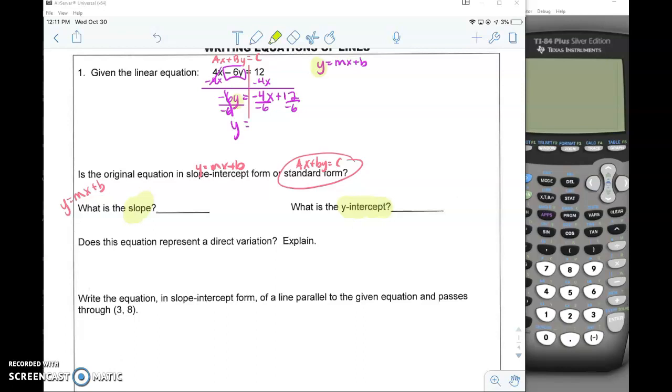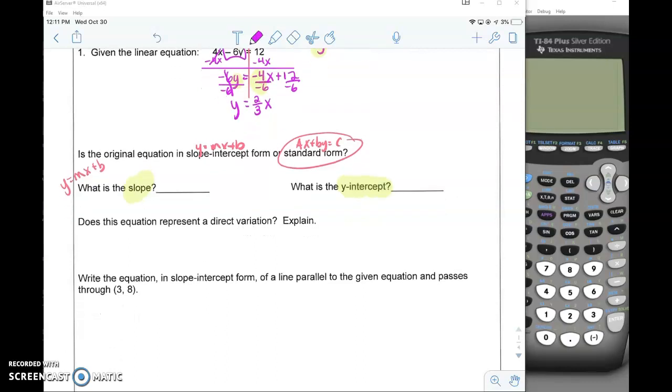Y equals, in my calculator, negative 4 divided by negative 6 makes positive 2 over 3 x, and 12 divided by negative 6 is equal to negative 2. This equation is in slope-intercept form. My slope, m, is 2 over 3, and my y-intercept, b value, is negative 2. Y-intercept is the ordered pair 0, negative 2.